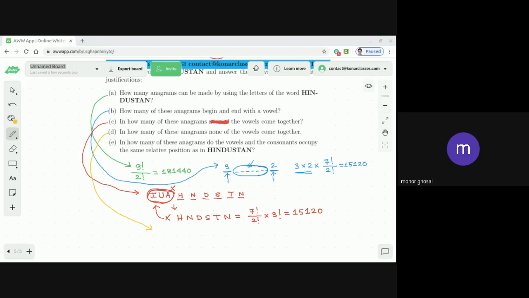You compute the value. I'll appreciate it if you can find the value and do let me know the answer.